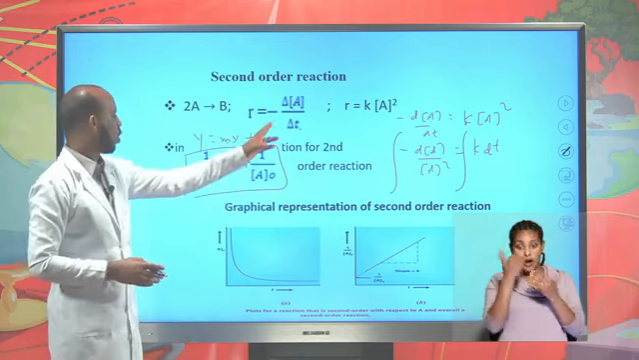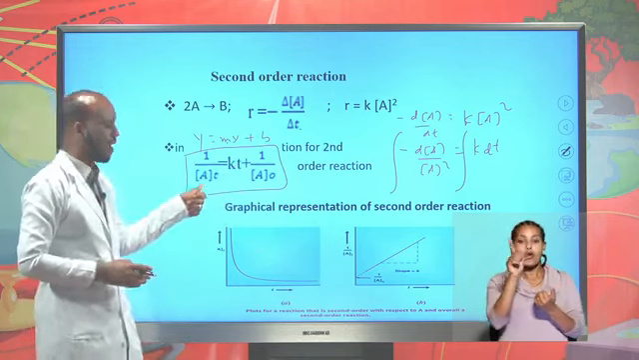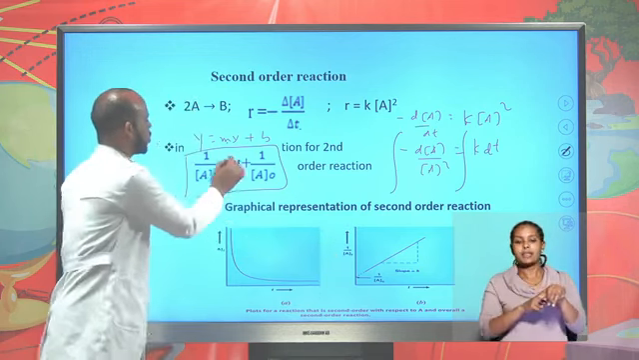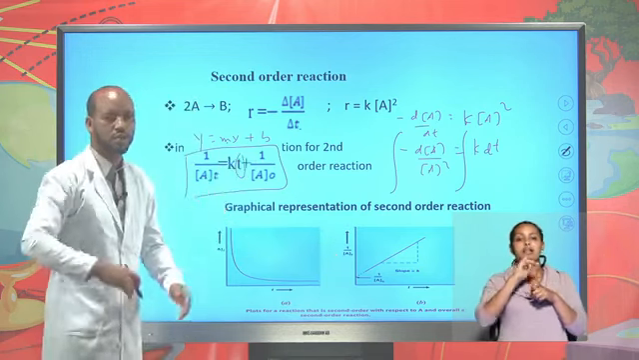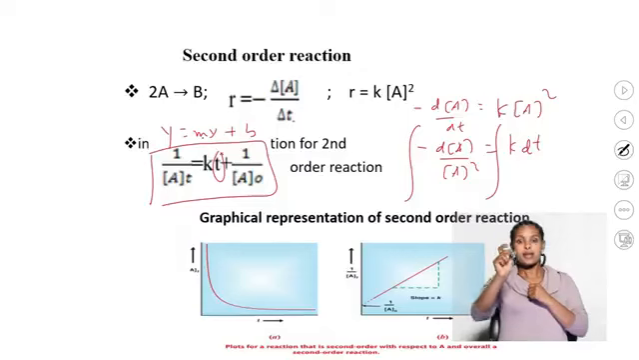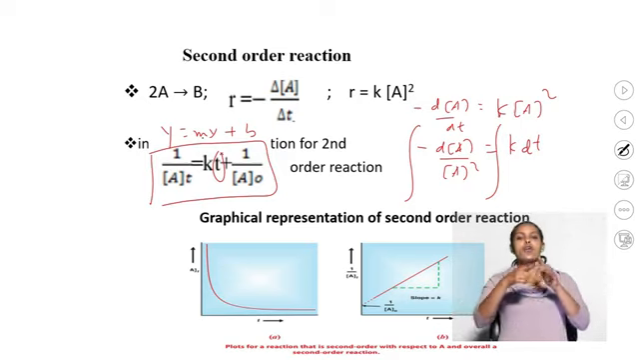Now, a plot of 1 over concentration of M at any time t versus t is a straight line with slope K. The slope is positive. This is the graphical representation of a second order reaction.